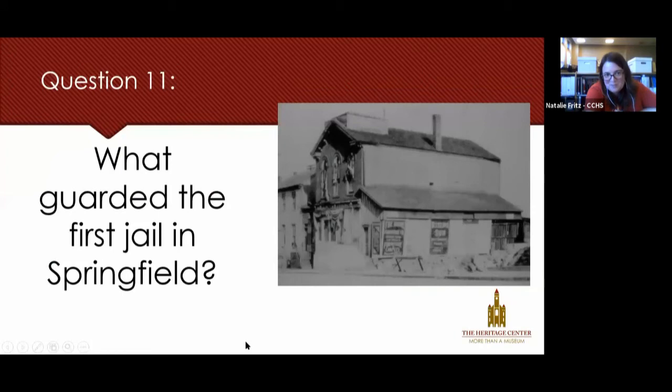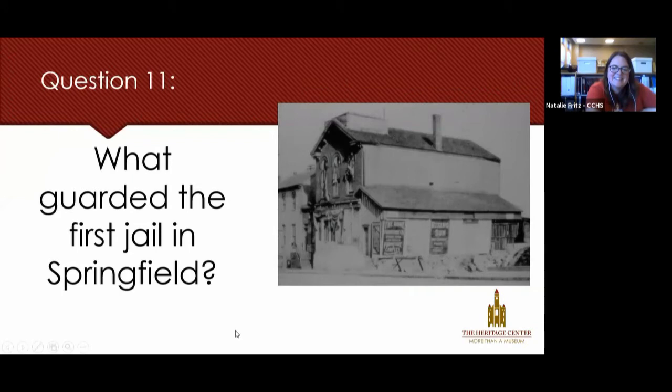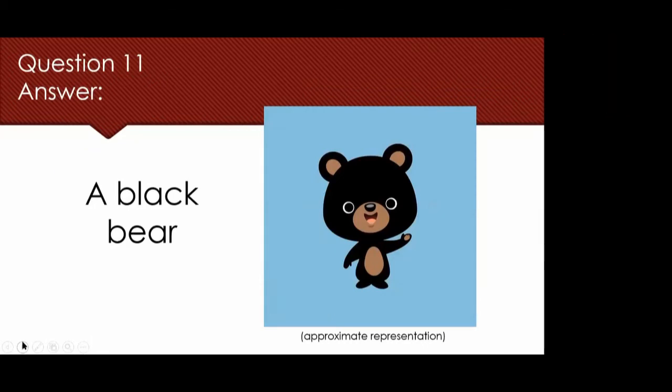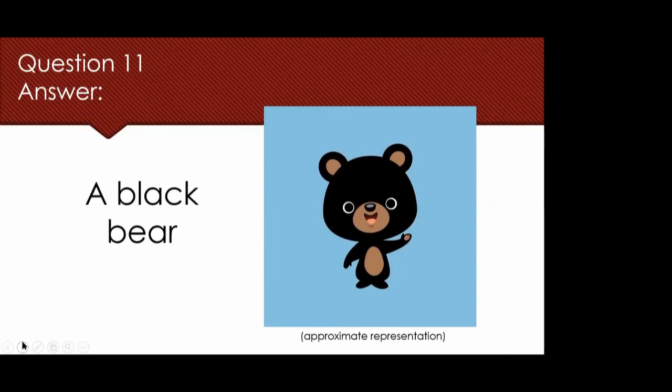Question 11, what guarded the first jail in Springfield? A bear. Bear was in a cage. So yes, it was a bear. I could not find a picture of the bear, so I thought that the bear probably looked something like this. Scary.